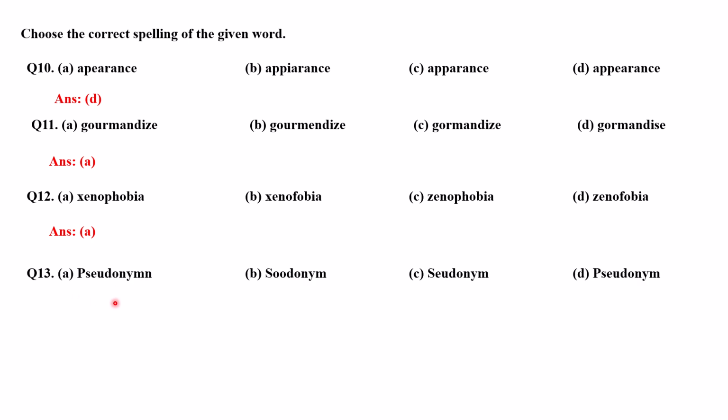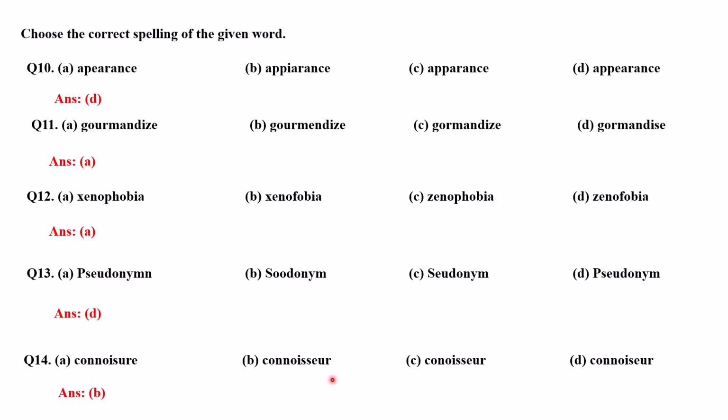Next is pseudonym. Now which is the correct spelling of pseudonym? So if you see, the answer is D option. Now pseudo means something which is not real, and pseudonym means a fictitious name. It is more often used by authors. Question number 14. Here also some set of words are given, and the word is connoisseur. So the correct option is option B, and the meaning of connoisseur is an expert judge.